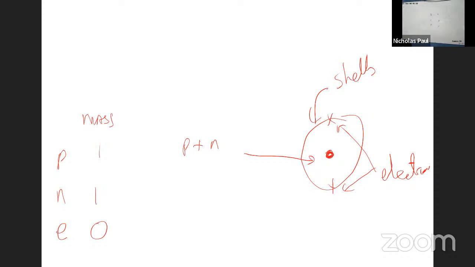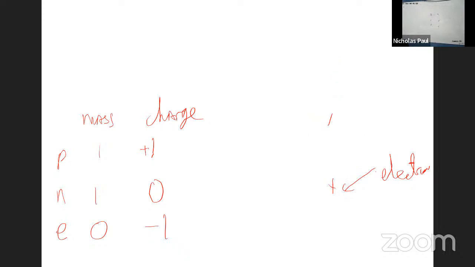So the mass of the proton is one. Mass of the neutron is one. Mass of the electron is zero. What about charge? Charge on the proton is positive one. Neutron is zero. Electron is negative one. So we need to remember those small things about the proton, neutron, and electron.